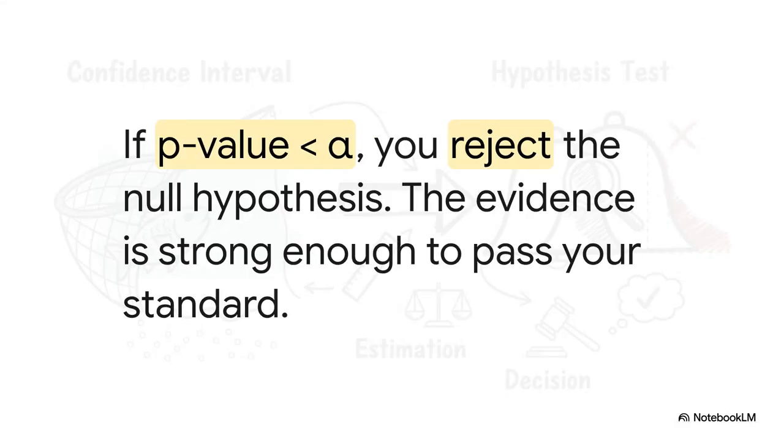And here it is, the big finish. The whole thing boils down to this one simple, powerful rule. You compare your evidence, your p-value, to the standard you already set, your alpha. And if that p-value is smaller, it means your result is rarer than your own cutoff for what you decided was rare. And so, you reject the null hypothesis. The evidence is officially strong enough.